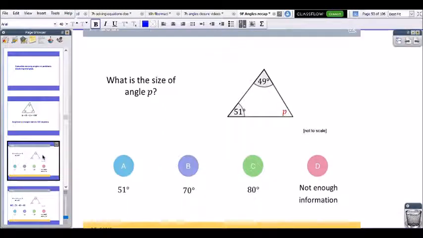So putting that to the test, a quick multiple choice question then. What is the size of angle P? Please pause the video to give yourself a chance to answer the problem and unpause when you're ready.